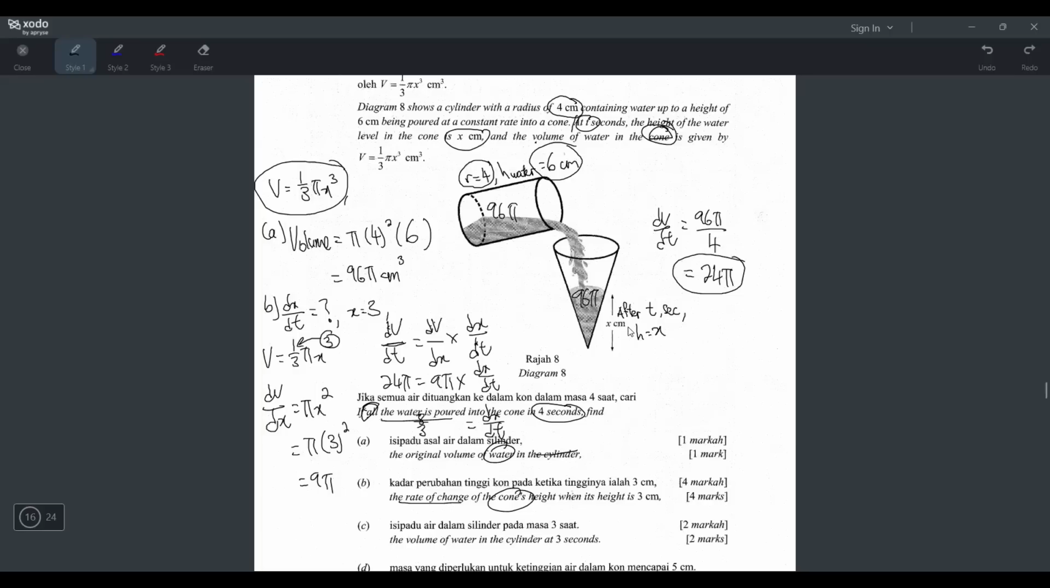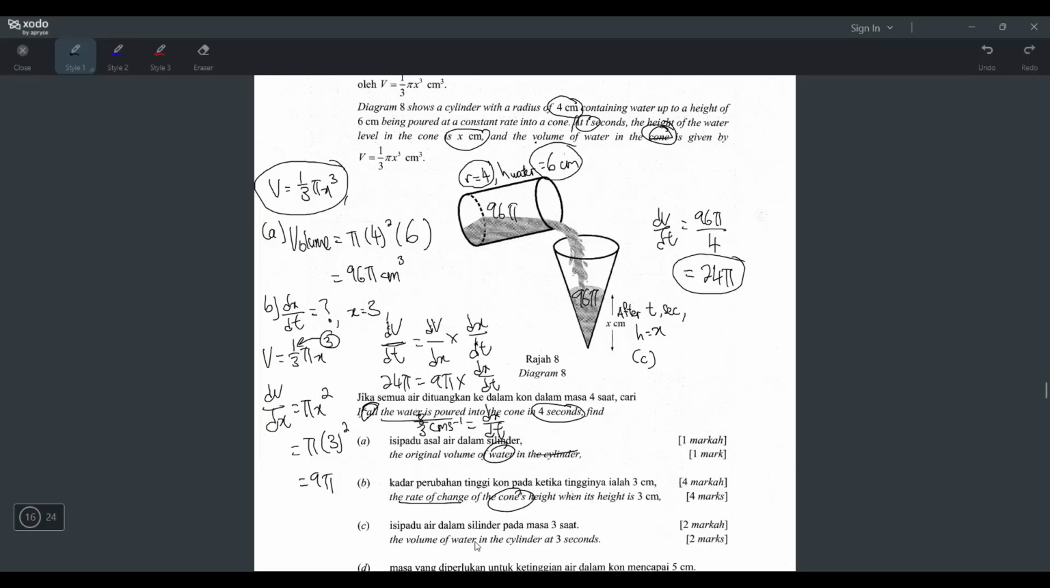So x represents the height of the cone, so this is in cm. And then over dt, dt is over time, right? So time is in seconds, but it is at the bottom, so I have to write s to the power of minus 1. So the rate of change of height is 8 over 3 cm per second. It means every 1 second, the cone height increases by 8 over 3. That's what it means.